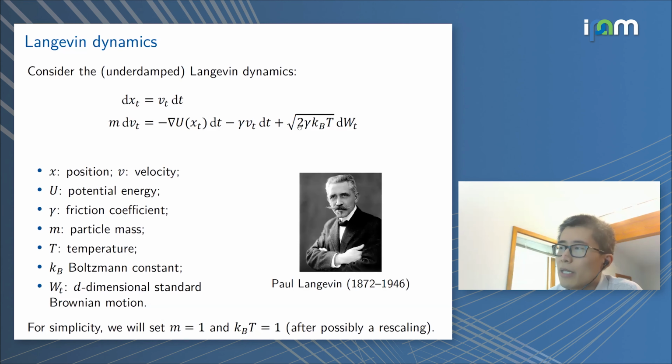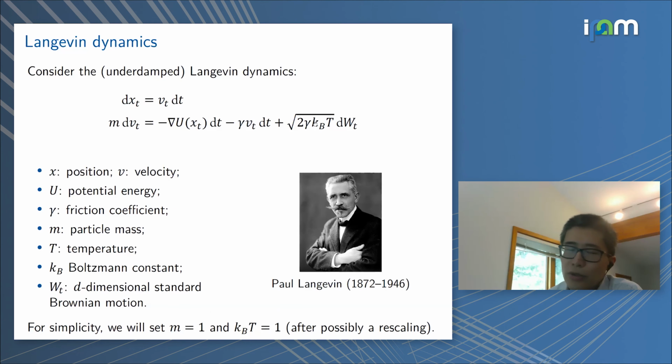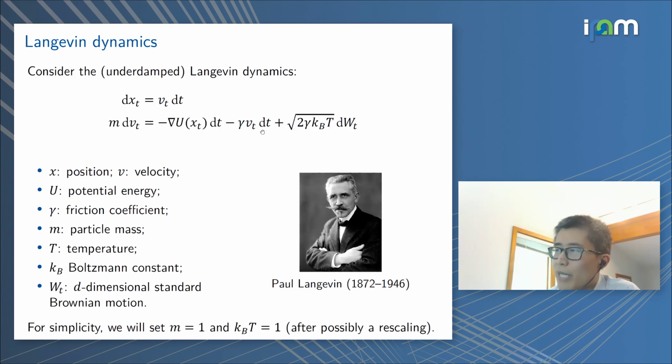Then you may ask why there is a gamma that also appears in the noise coefficient. This is known as the fluctuation-dissipation relation, dating back to Albert Einstein, and we'll come back to this later. And this is, of course, Paul Langevin, who wrote down this equation to model particles interacting with the environment.